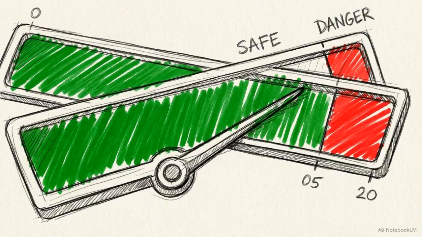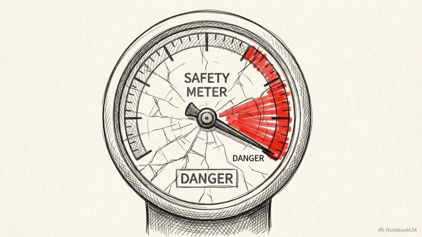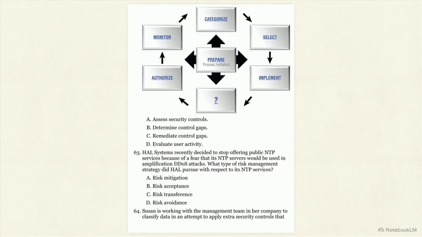The danger that remains after those controls are implemented is called residual risk. A successful ransomware infection means the organization's calculated residual risk has suddenly become a realized threat. This is a diagram of the NIST risk management framework. It illustrates the continuous life cycle required to secure an information system.